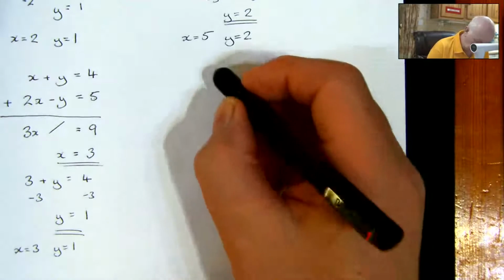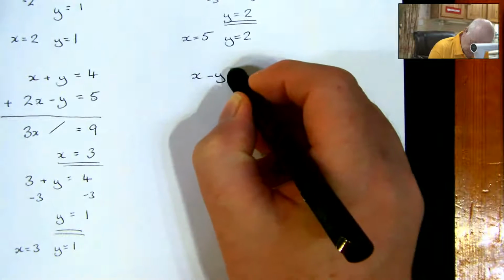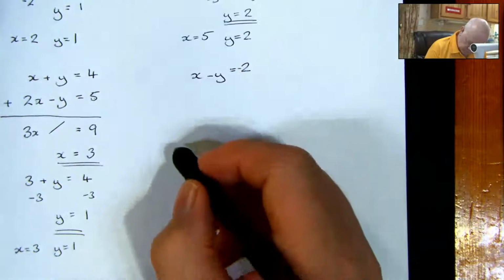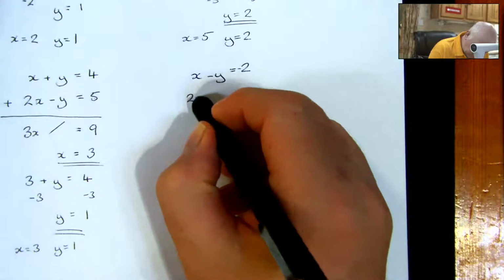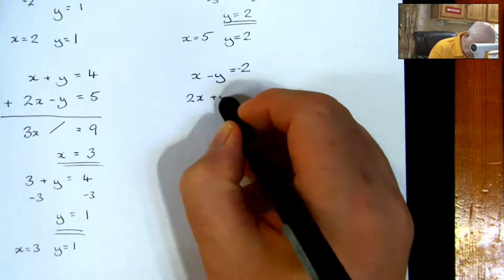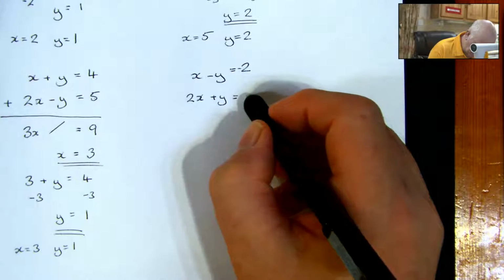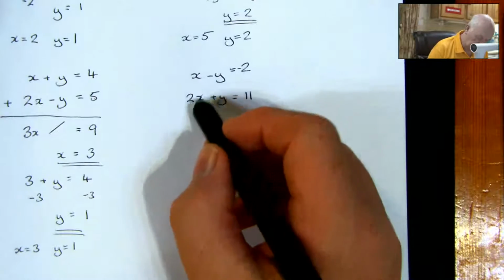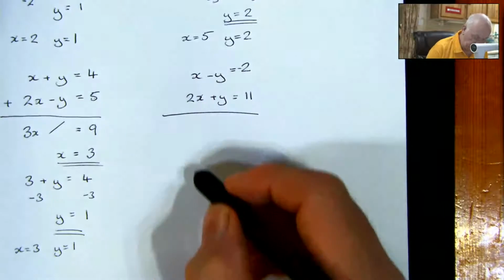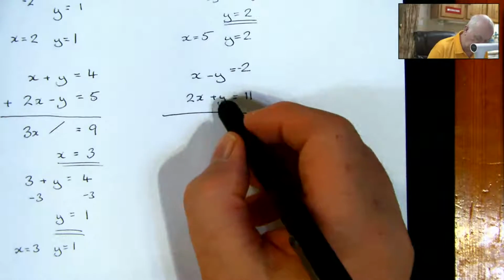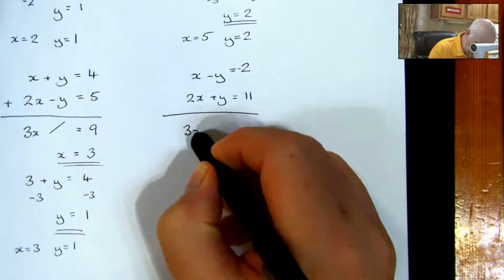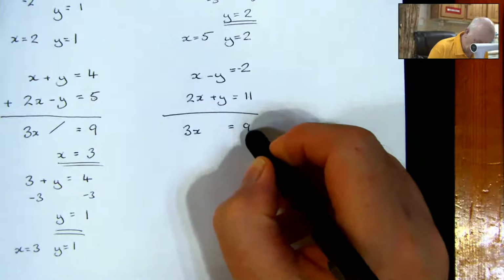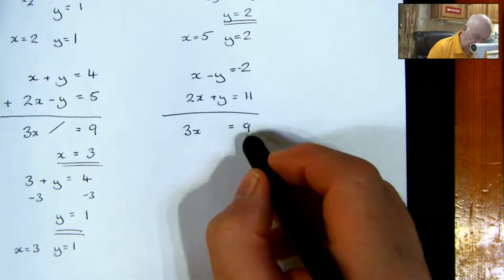We look at these. So I've got x minus y equals minus 2, and I've got 2x plus y equals 11. Bit messy lines, but doesn't matter. Again, I can eliminate the y here, so let's add them up. x and 2x are going to give me 3x. 11 minus 2 is going to give me 9. 3x equals 9. Divide both sides by 3.